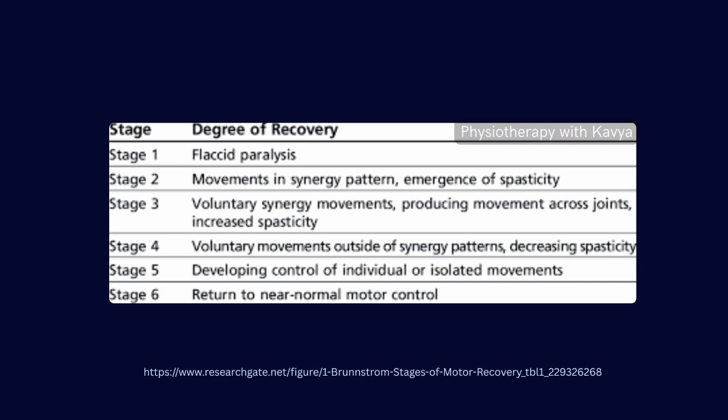Stage 3 is voluntary synergy movements, producing movement across joints, and increased spasticity. Stage 4 is voluntary movements outside of synergy pattern. Now we have decreasing spasticity. Stage 5 is developing control of individual or isolated movement. Stage 6 is return to near normal motor control.